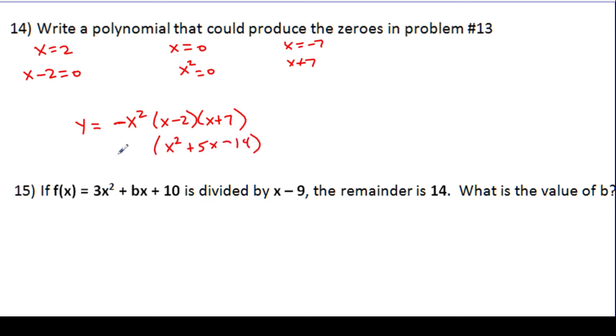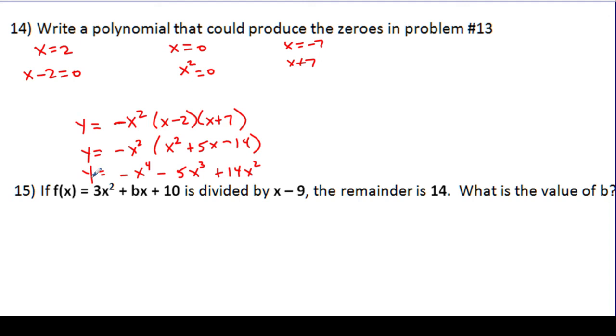Okay? And then I can just distribute this negative x squared in. And in standard form, I would say negative x to the fourth minus 5x cubed plus 14x squared. If they're asking us for a polynomial that could produce the zeros and probably looks something like the sketch that we just drew, this expression, negative x to the fourth minus 5x cubed plus 14x squared, is an expression that could have done that.